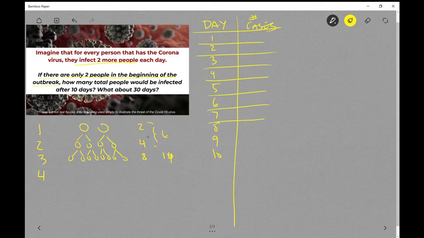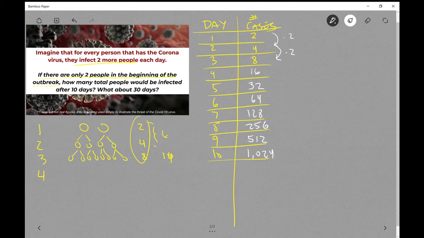And we can just transfer some of the information that we found right here. So on the first day we know there were 2 cases, then on the second day there were 4 new cases, on the third day there were 8 new cases. Do we notice any kind of pattern going on here from day to day? If you notice an exponential pattern of ×2, you'd be correct, which means on day 4 there's 16 new cases, then 32, 64, 128, 256, 512, and then 1024.